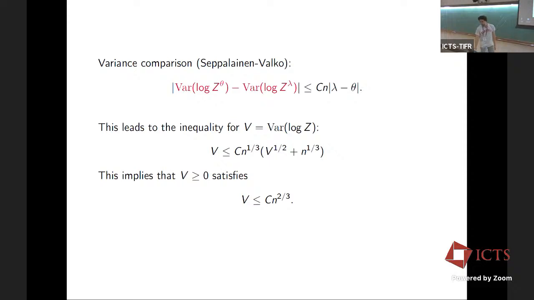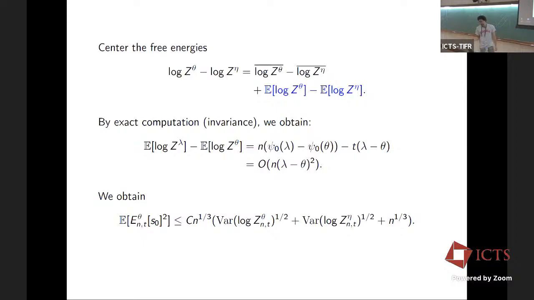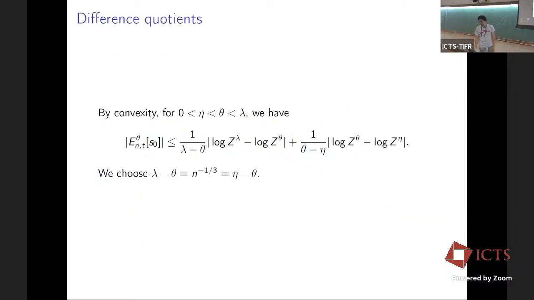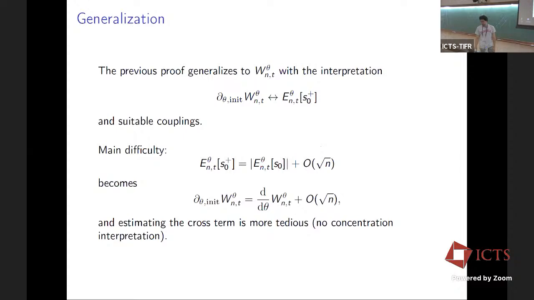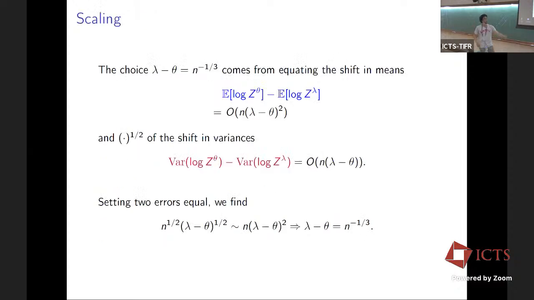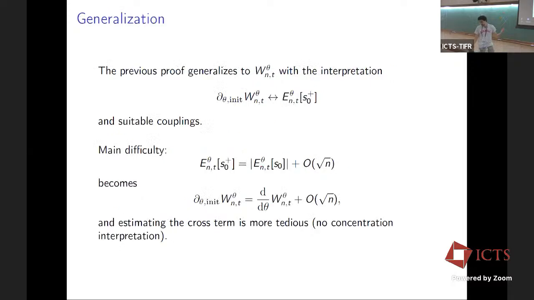Okay, you may be wondering, I advertised this as explaining where the n to the 1/3 comes from, but then you might not be satisfied because here I actually set lambda minus theta to be n to the minus 1/3. But actually I didn't really have a choice, because this n to the 1/3 comes from matching the two errors, one that comes from curvature and one that comes from this difference of variances. So you have to make this choice, otherwise you don't get the optimal bound.